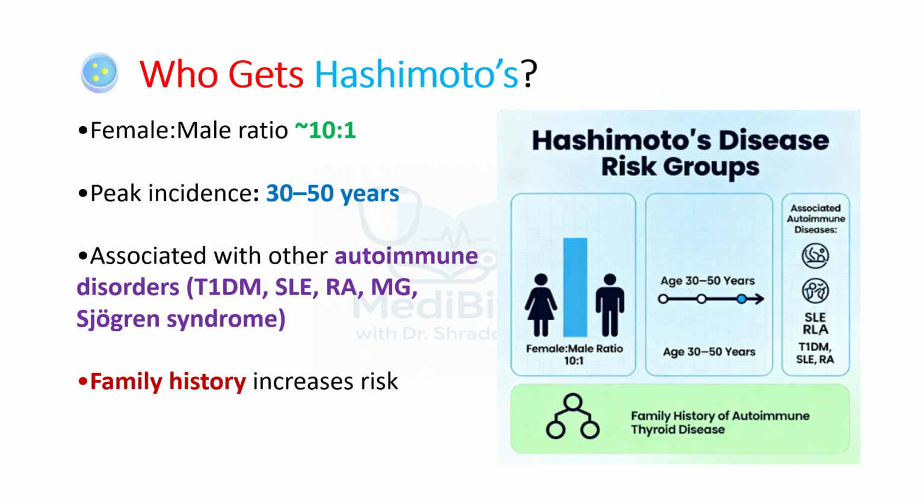So students, who gets Hashimoto's? This condition predominantly affects women with a striking female to male ratio of nearly 10:1. Most cases present between ages of 30 to 50 years. It is also strongly associated with other autoimmune diseases like type 1 diabetes mellitus, rheumatoid arthritis, systemic lupus erythematosus, myasthenia gravis, Sjogren's syndrome. A family history of thyroid or autoimmune disease increases the likelihood of developing Hashimoto's.